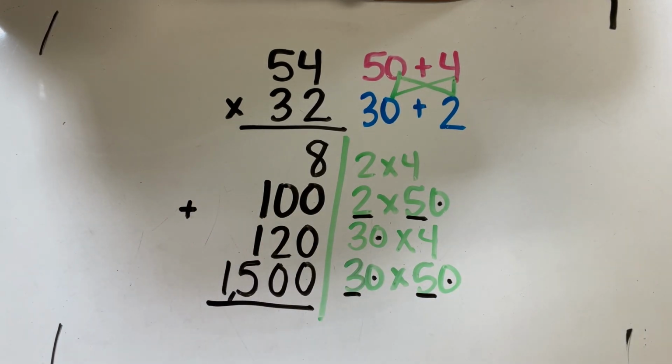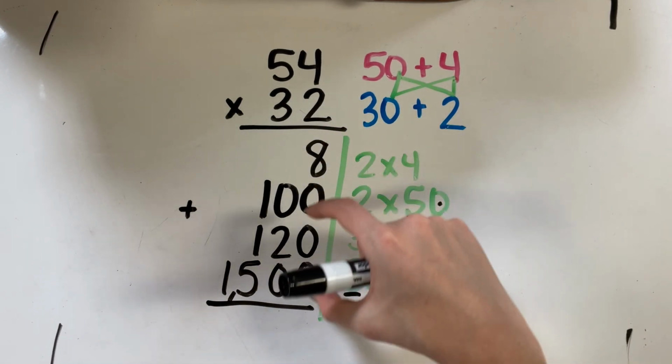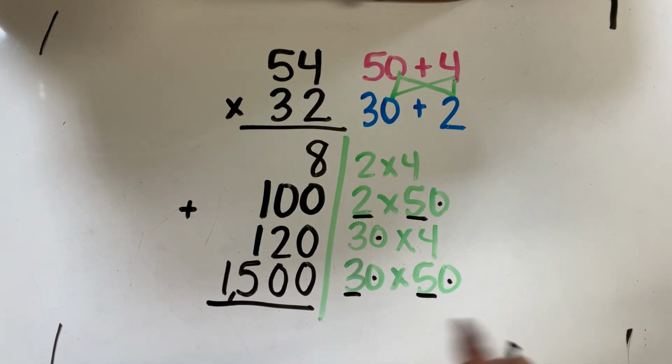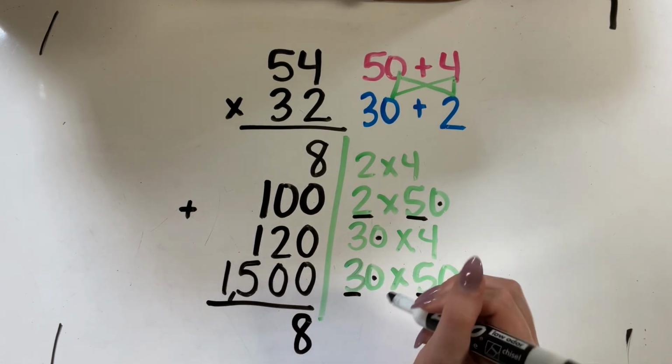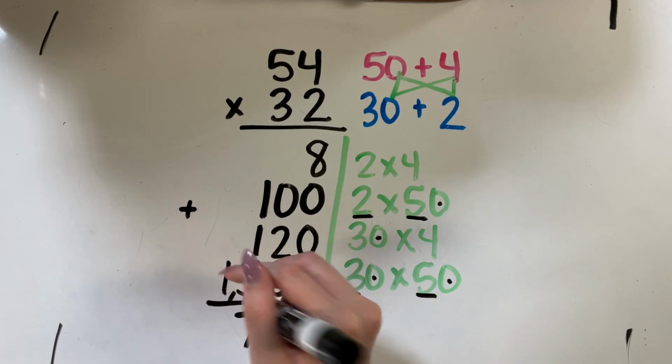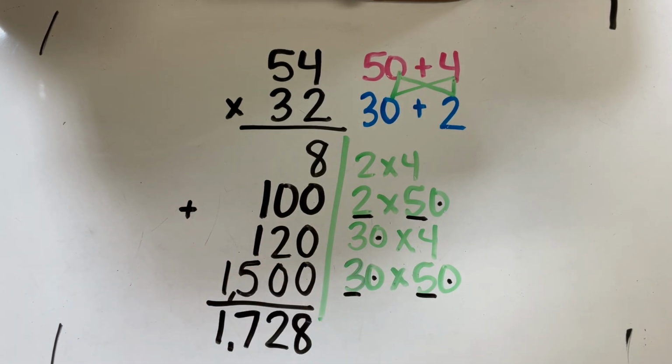The last thing I've got to do is just add up all of these partial products to get my final answer here. If you feel more comfortable just adding 2 numbers at a time, that's just fine. I'm going to go ahead and add them all up in one fell swoop. 1 plus 1 plus 5 is 7. 1. And there's our product, 1,728. Let's do one more example.